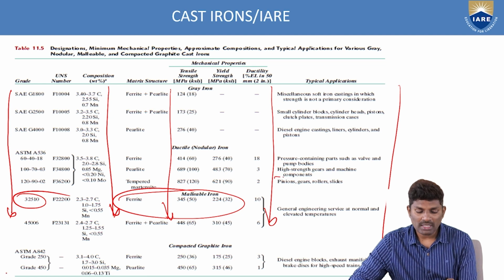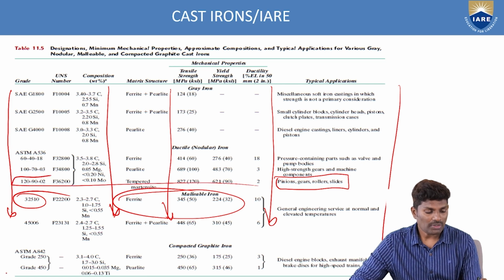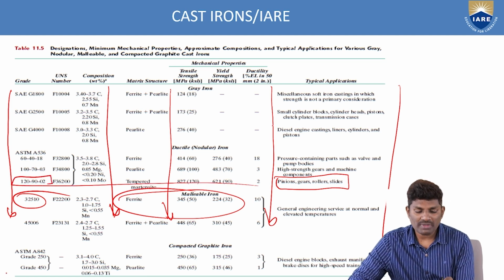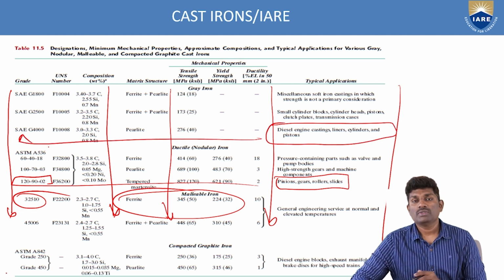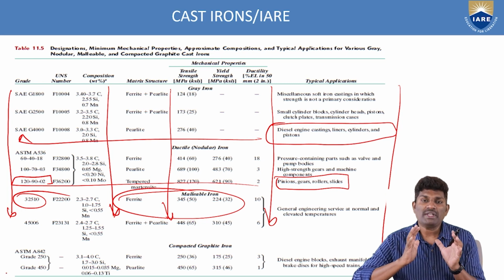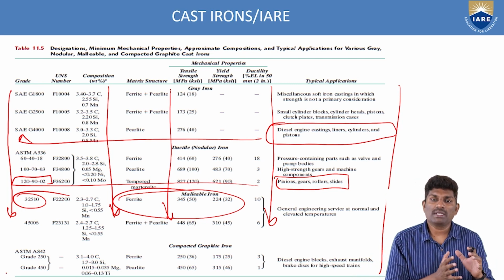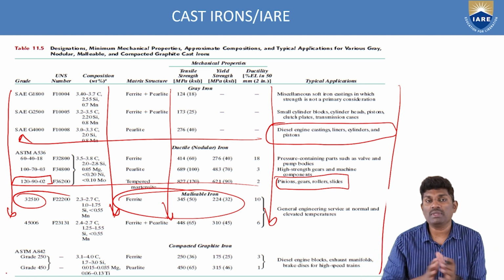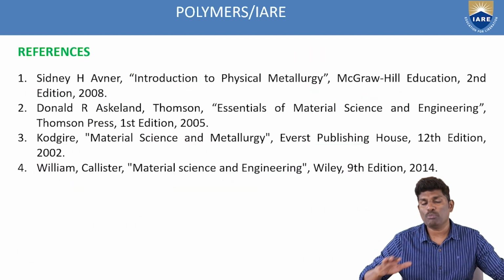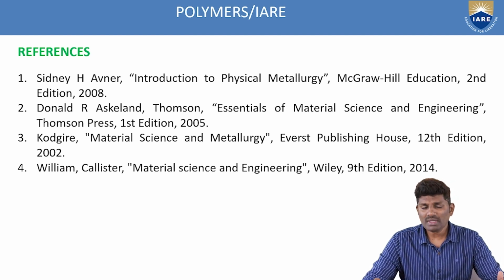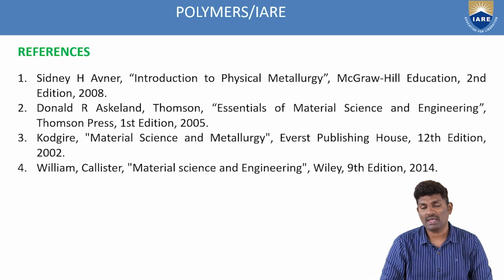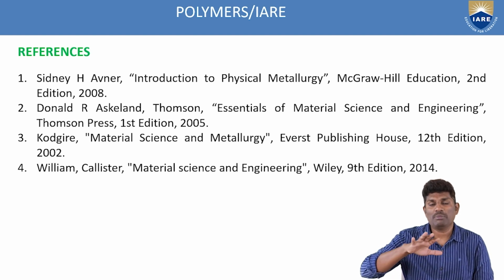Suppose I want to make gear rollers, which type of metal do I have to go with? I have to go with 120-90-02. Again, if you want diesel engine casting liner cylinders, then I have to go with SAE G4F12. So like this, the selection of material is very important based upon the carbon content percentage, and all this information we are getting from the phase diagram. That's why phase diagrams are very important in describing things, in selection of materials, or classification of different types of steels or cast irons. Everything can be inferred with the help of the phase diagram.